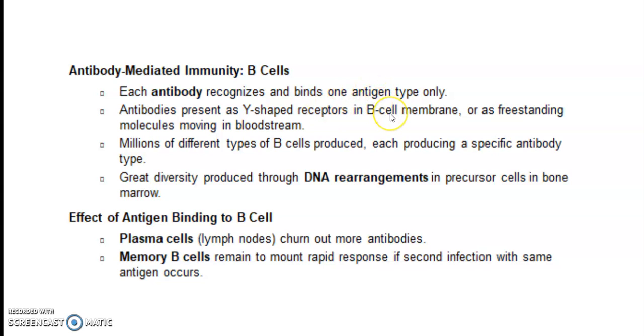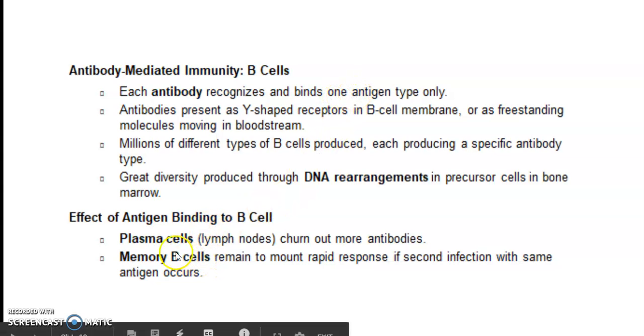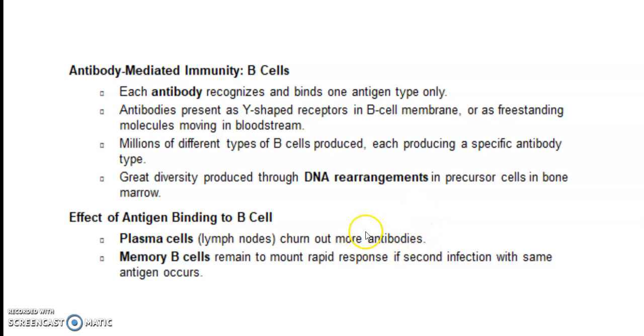All right, and they can either be in the membrane or they can just be proteins that are loose in the bloodstream. All right, and as I said, these are very specific. So you actually have millions of different B cells, and you're just relying on one of those B cells being able to recognize whatever particular antigen it is. Okay? Once this antibody binds the antigen, you have two main responses, right? The cell starts dividing and it makes plasma cells, and their only function is to churn out more of these antibodies.